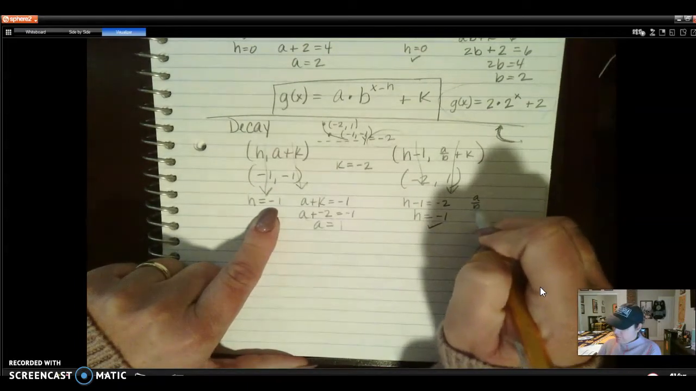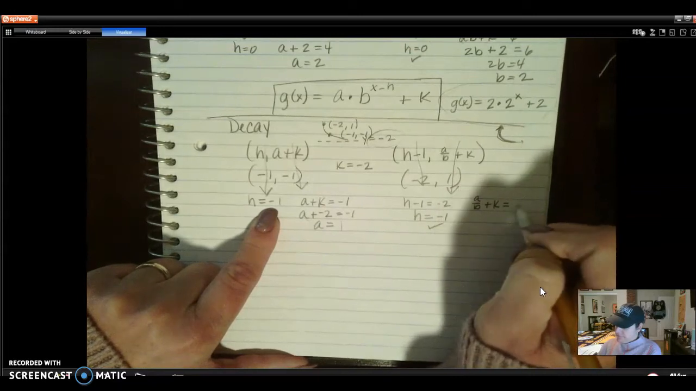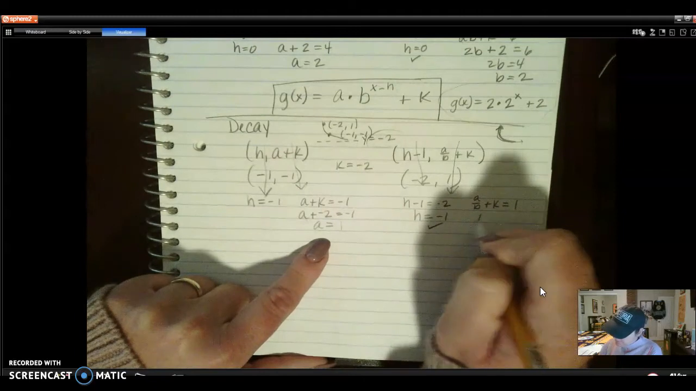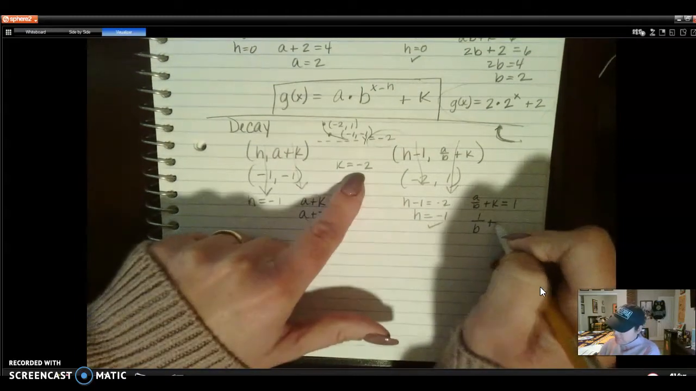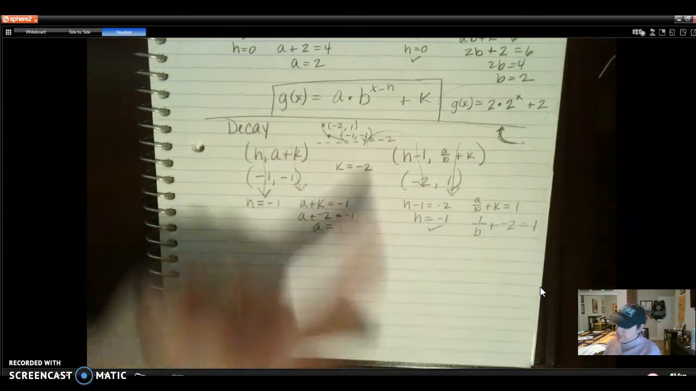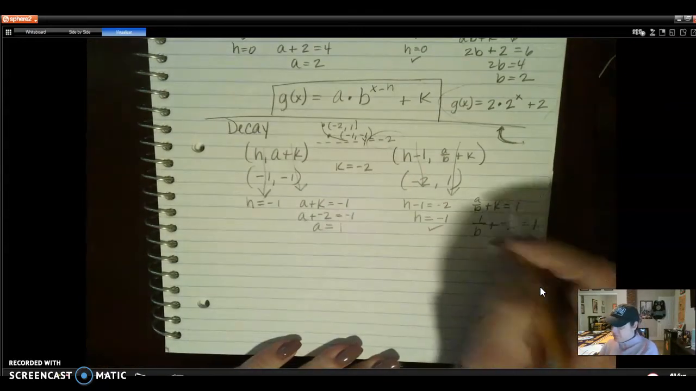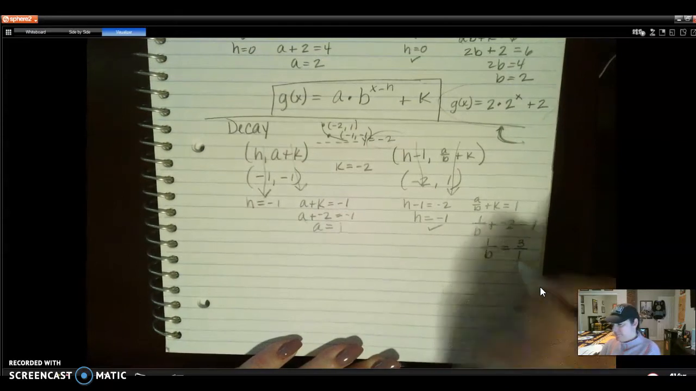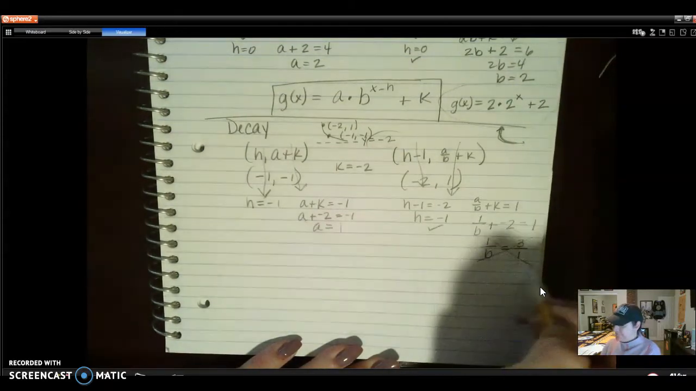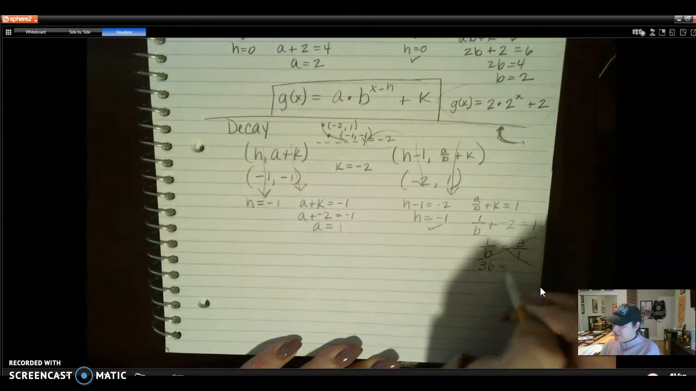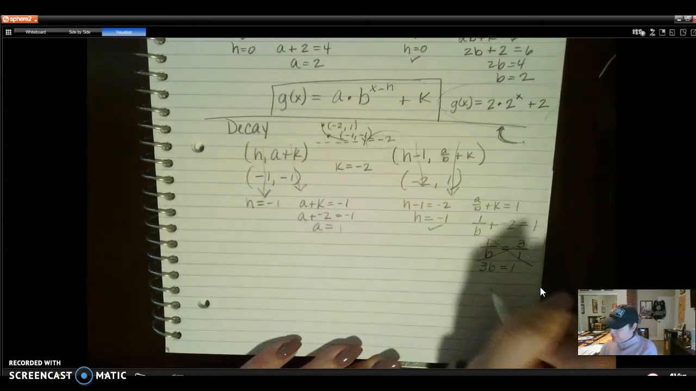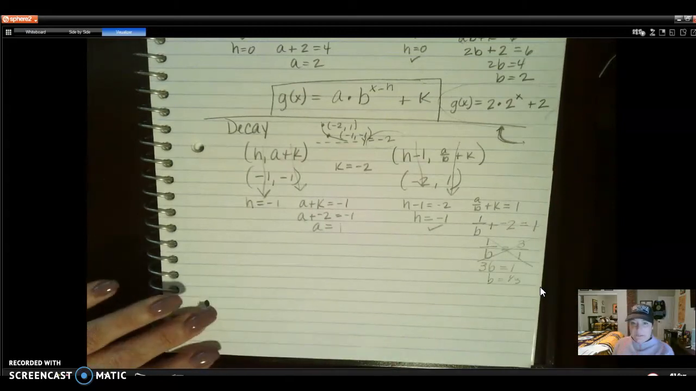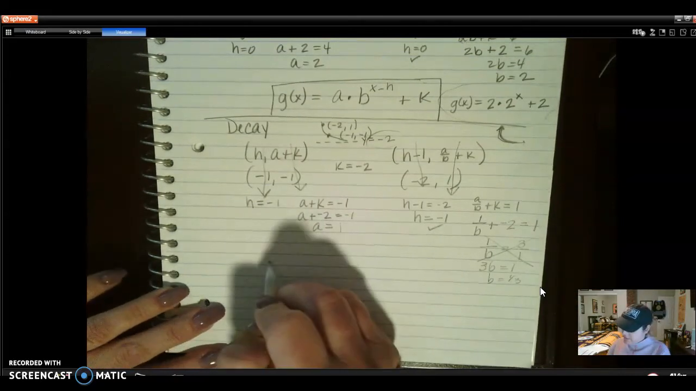And then let's go do this one. So a over b plus k should equal 1. I know that a is 1, so we're looking at 1 over b plus negative 2 equals positive 1. So I'm going to add 2 to both sides. I get 1 over b equals 3, or 3 over 1. So 3b equals 1. b is equal to 1/3. Okay, I apologize for the shadows. Go to write your final answer.